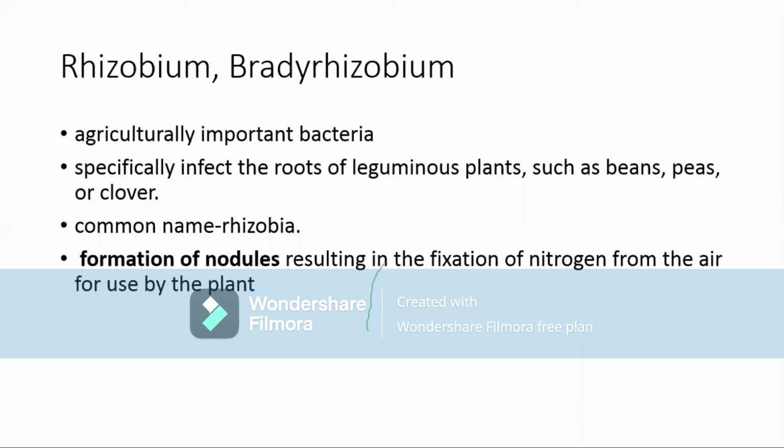Because you know that these Rhizobium species fix nitrogen by means of an enzyme known as nitrogenase, and this enzyme is very sensitive to oxygen. So that's why they need a place where oxygen is not available. That's why they make nodules.